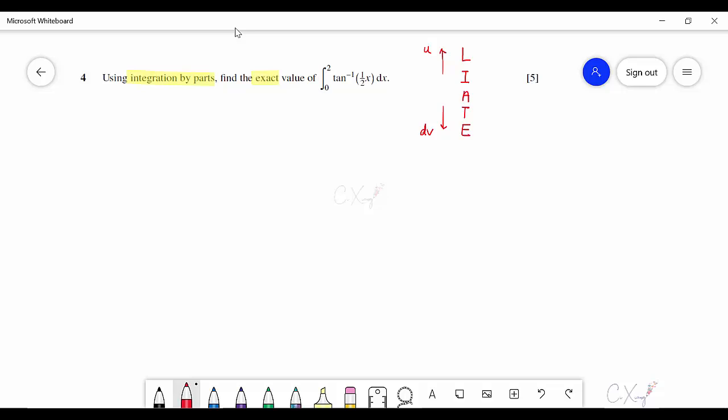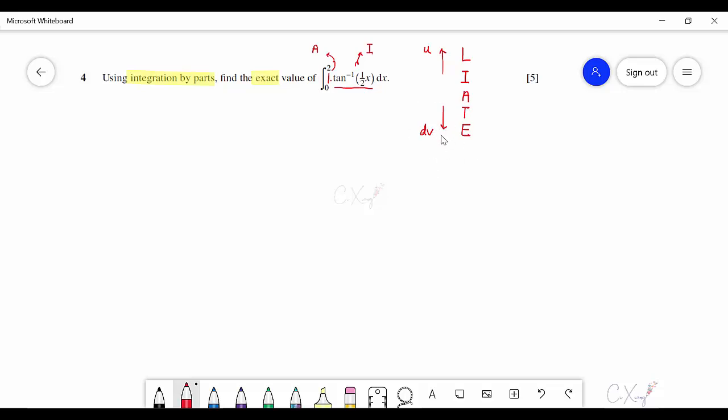Right, so let's have a look at our function here. In this function, you see only the tangent inverse half x, but you can assume that in front there is another function which is a 1. So 1 multiplied with tangent inverse half x. For this one, very obvious, it is the inverse trigo, so it belongs to I. And the 1 here belongs to algebra, which is the A. You can see that the group I is higher than A, so the I will be the u and the A will be the dv.